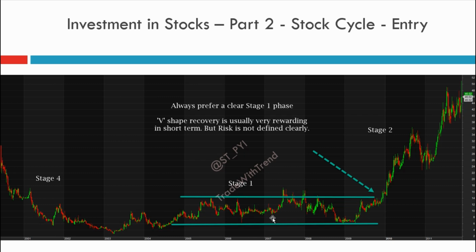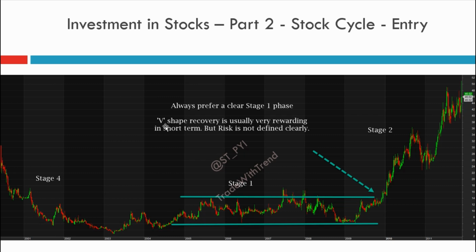Then price goes into a nice consolidation sideways and it breaks into a markup phase, which is stage 2. So this becomes our point of entry. This is what we are interested in. We don't want to buy a stock in this range because it's moving sideways, right? So this is a horizontal consolidation, a sort of accumulation, which happens.